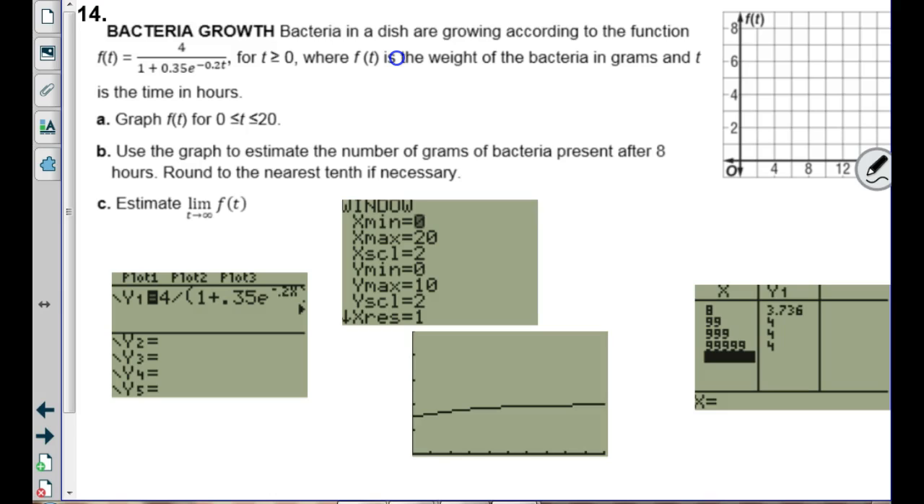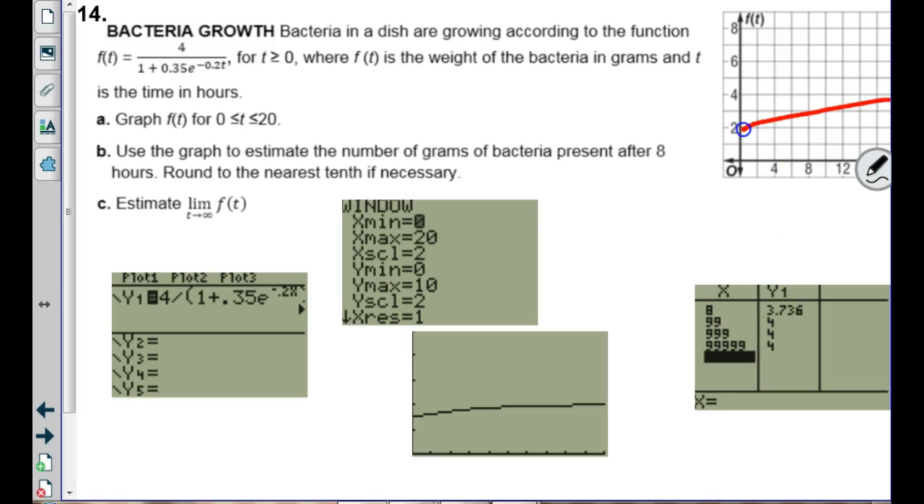All right, application question. We still have 5 minutes, guys. We're supposed to type this in. I'll just show you here. I did type it in, okay? It says graph it for 0 to 20, and this is what the graph looked like. I don't know what my window was here. Anyway, it flattens out at about 4, because here's the y values.